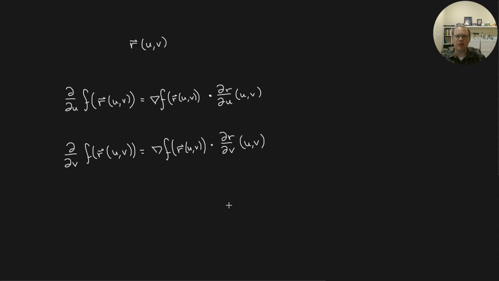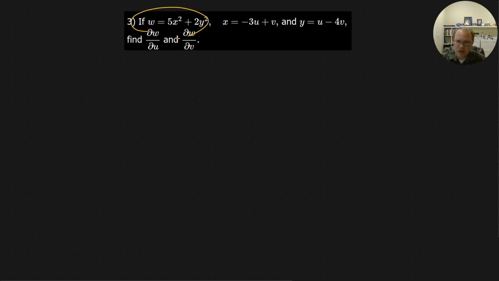Okay, let's take a look at an example. So here we have a function w. It is a function of both x and y. But x and y are themselves functions of other variables, functions of u and v. We want to find the partial derivative of w with respect to u and the partial derivative of w with respect to v. Okay? So in this case, our vector valued function r of u and v, first component is negative 3u plus v. The second component is u minus 4v.